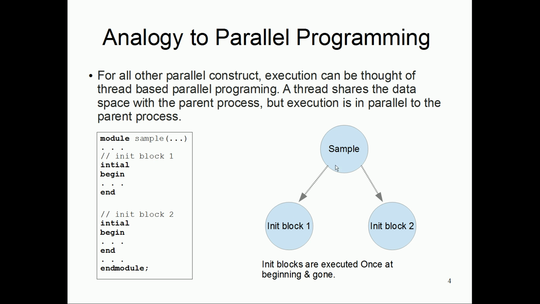It accesses the data space of its parent process. Okay, it uses the same. Let's say there is a variable a here in the sample process or parent process. Then this threaded block can actually access that a directly.